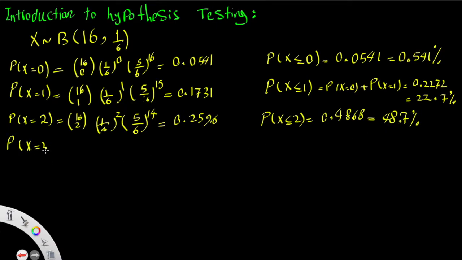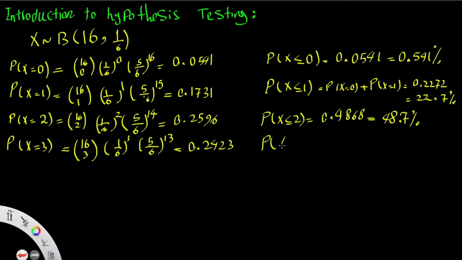Now the probability of x equal to 3 will be combination of 16, 3, times 1 over 6 to the power of 3, times 5 over 6 to the power of 13, which gives you 0.2423. So the probability of x less than or equal to 3 will be the sum of all these cases, which is 0.7291, which is 72.9%, correct to three significant figures.